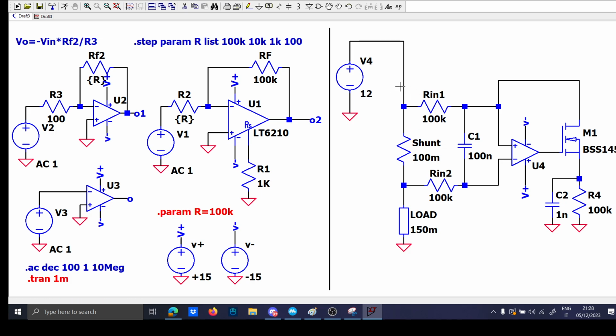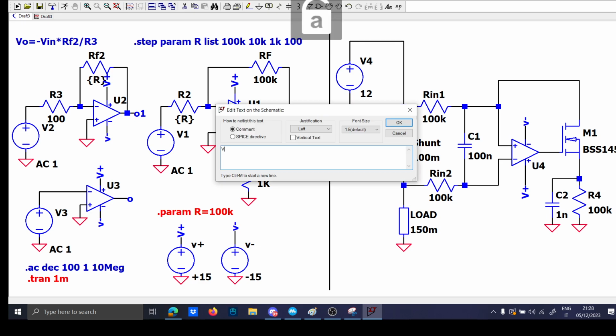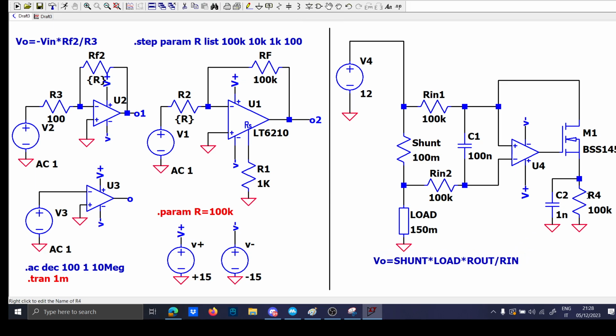So what is gonna happen is that the load current will flow here. And let me write the equation, VO equal to shunt times load times Rout over Rin. Now in this case, since the output resistor is equal to the input resistor Rin, you should expect the output voltage, let me call it out, to be equal to the product of these two. Let me run the simulation.